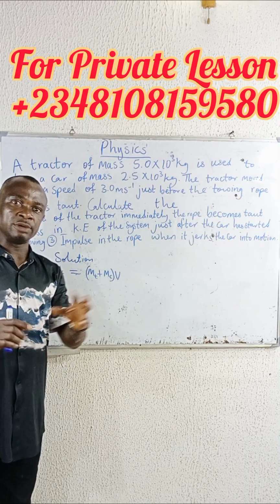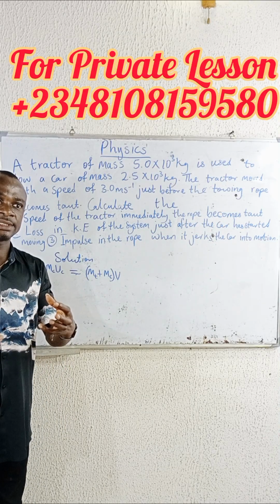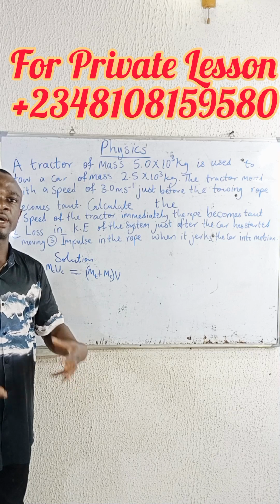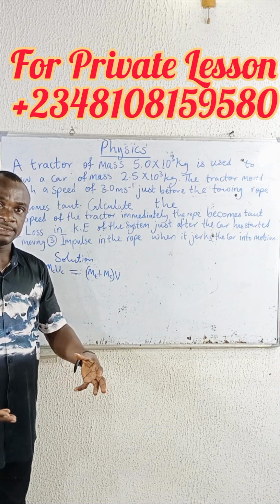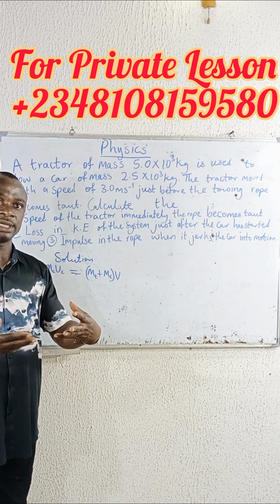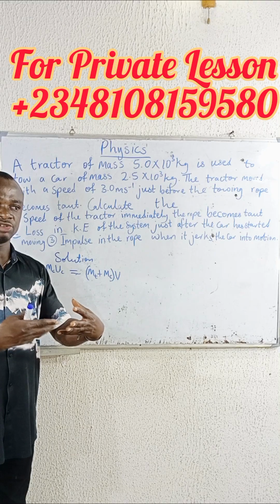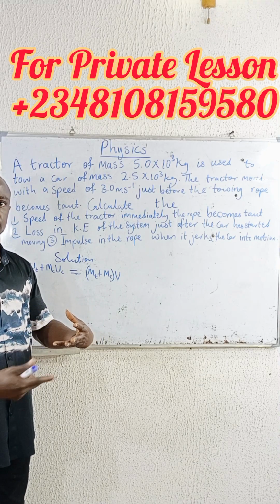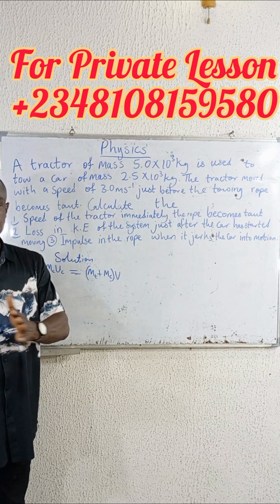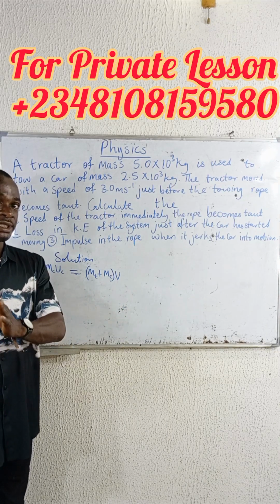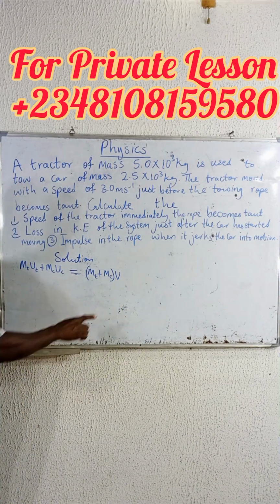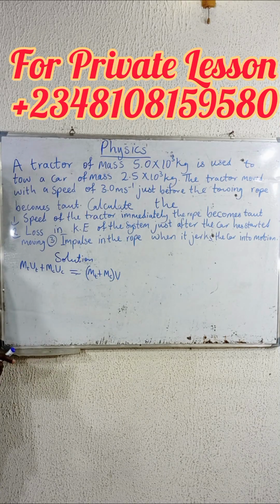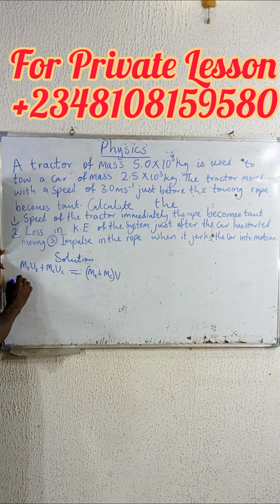All right. The moment the rope becomes taut, it means that the car and the tractor are now moving with the same speed, because they stick together. The rope is dragging the car. The rope is attached to the tractor and is used to tow the car. So the car and the tractor now move with the same speed, and that speed is called common velocity.